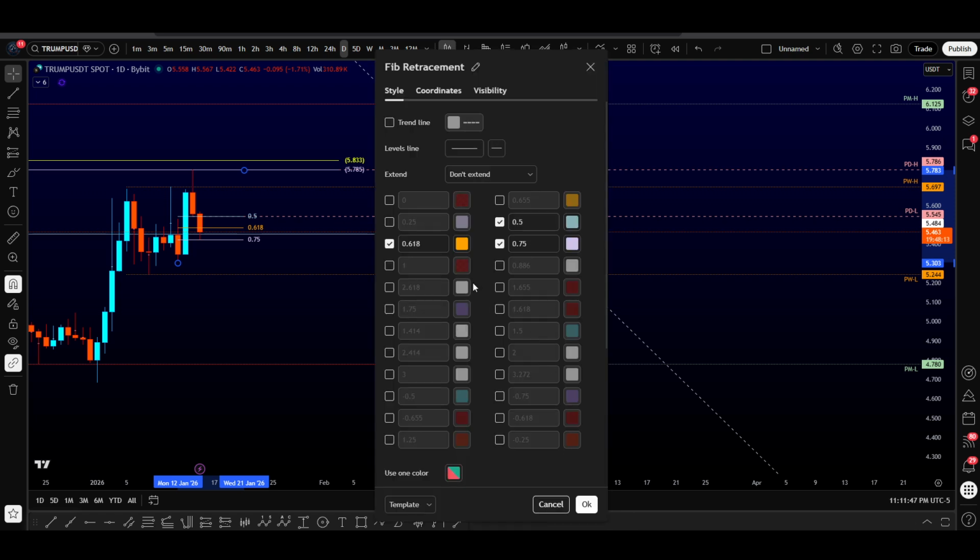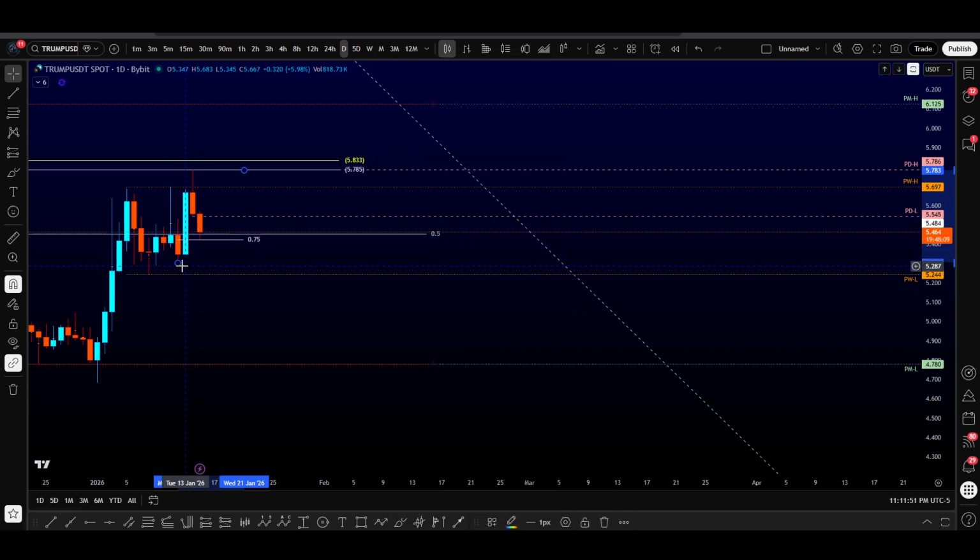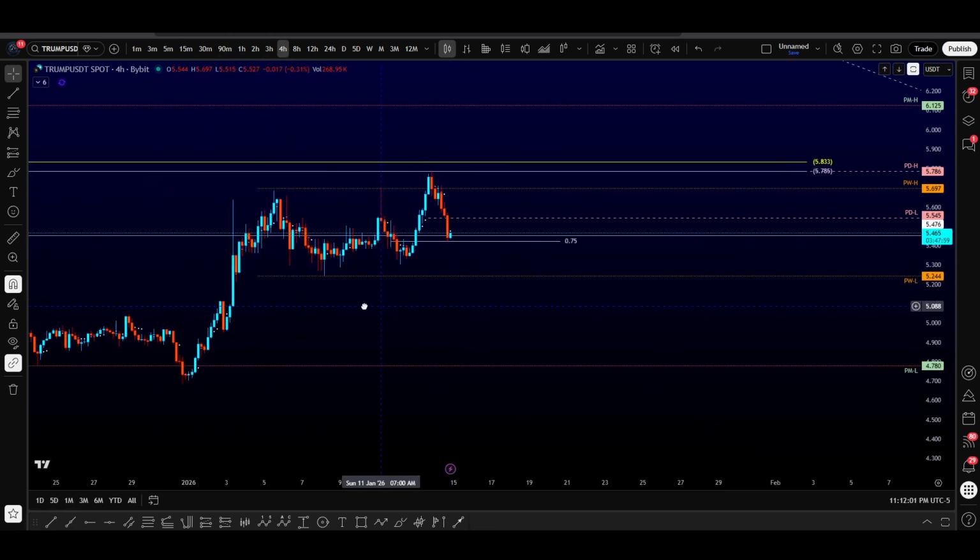The .75, such an important level. Look at that, right to the penny. And from the swing low to the swing high, still right around there. You don't really want to see it take out these lows. So let's go ahead and jump down to the 4 hour.